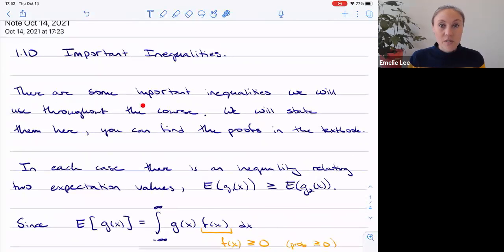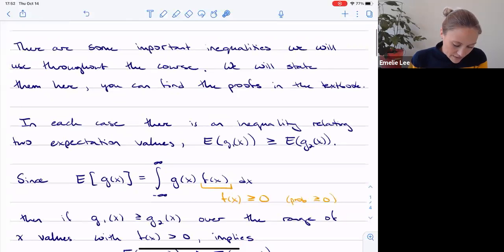So there are some important inequalities that we're going to use throughout the course. So I want to introduce them, and then some are going to be more important than others, obviously. And so I do want to do an example at the end with the most important inequality, or the most applied inequality that we can use right away. So we're going to be talking about inequalities that relate to expected values.